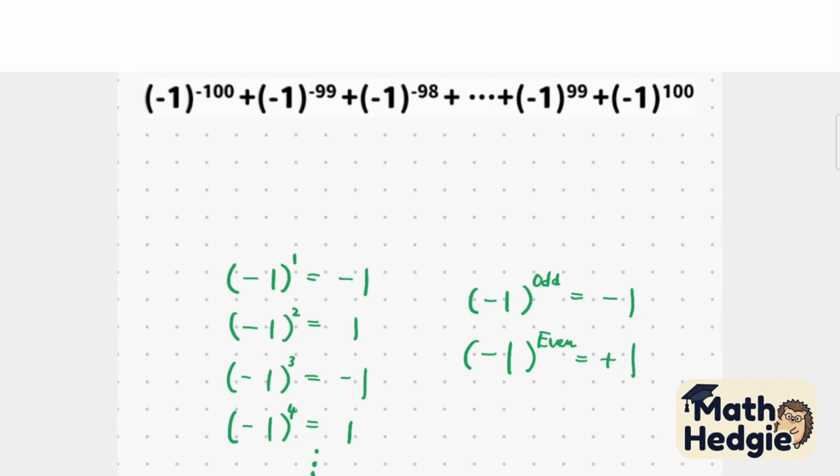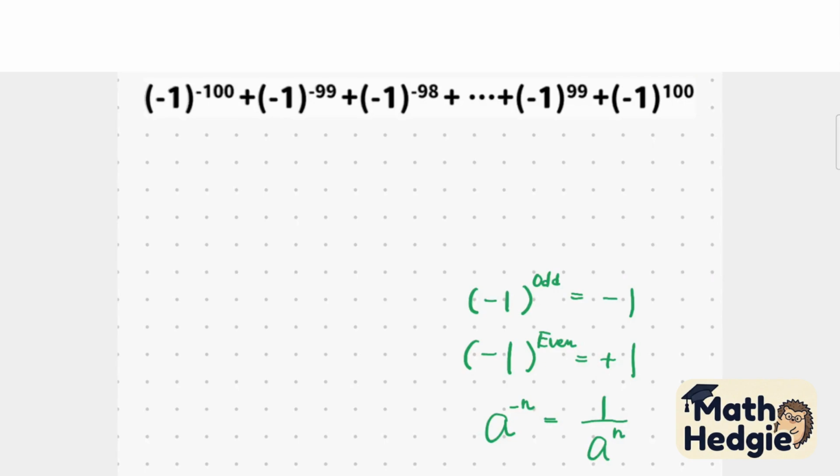Now you might be looking at those negative exponents like negative 100, negative 99, negative 98 and panicking. Let's recall the rule for negative indices. A to the power of negative n equals 1 over a to the power of n. So, what is negative 1 to the power of negative 100? It's 1 over negative 1 to the power of 100. And we already know that. Negative 1 raised to an even power, like 100, is positive 1. So the first term is 1.